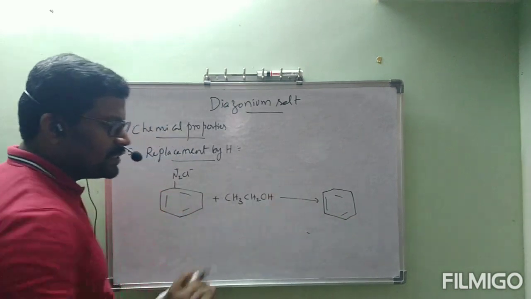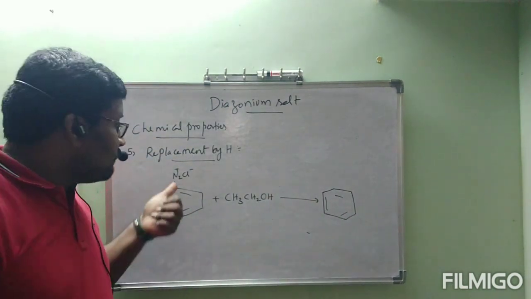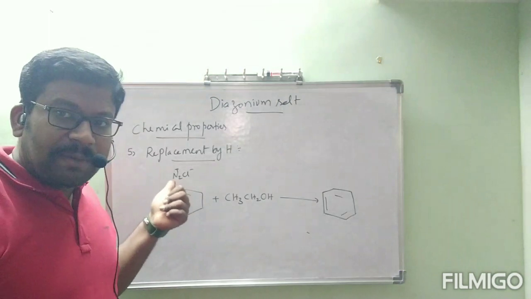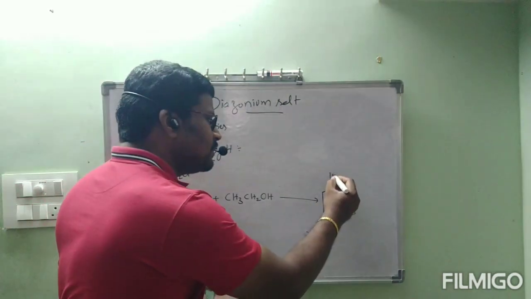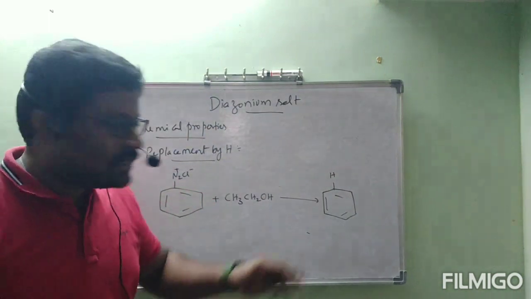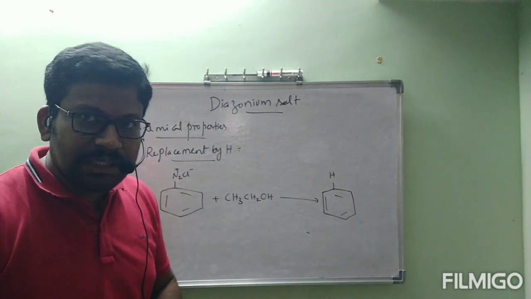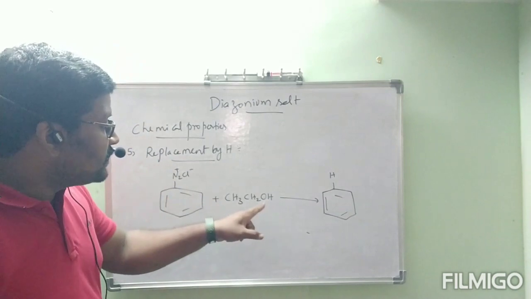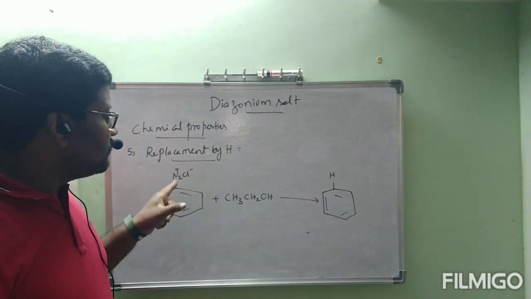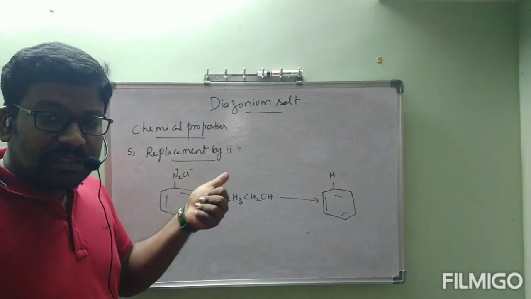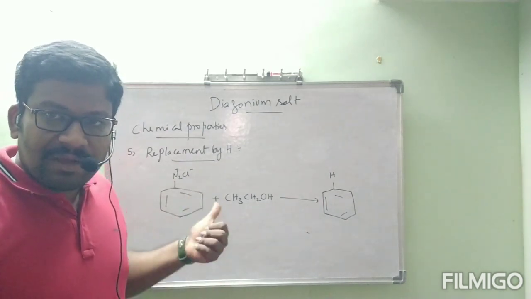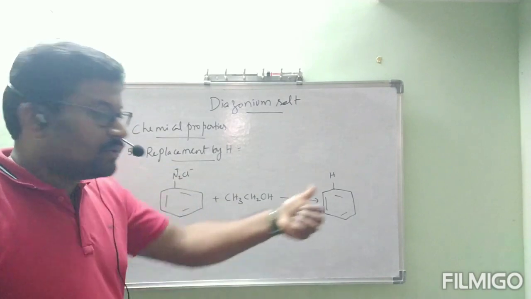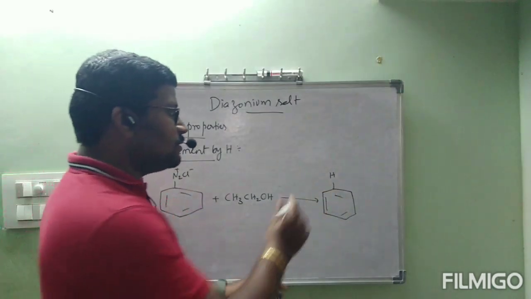Actually, if you write benzene, it is enough, but to show which group is going to replace this N2 plus, I am representing it as H. Otherwise it is okay, benzene C6H6. But here, which group is substituting this N2 plus? Previously we replaced that N2 plus with chlorine, bromine, like that. To represent that, I am writing hydrogen here. This is benzene only.